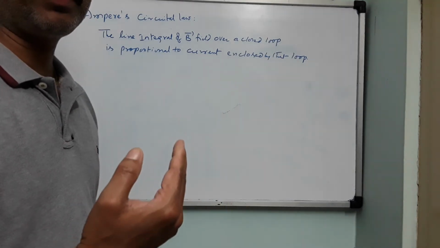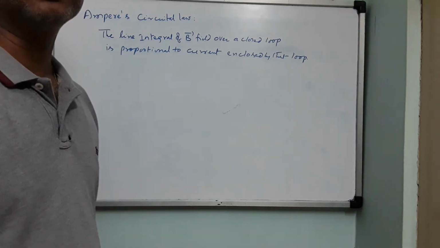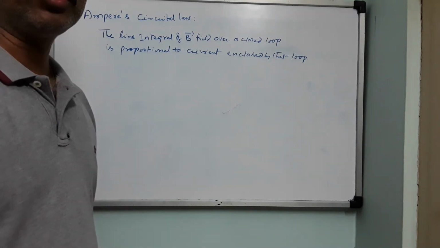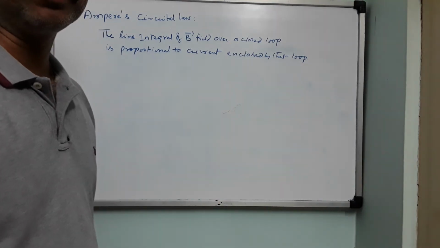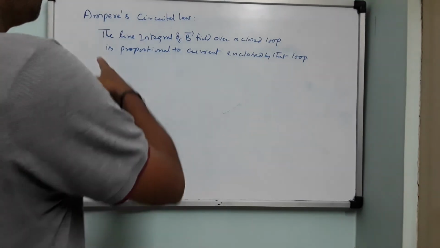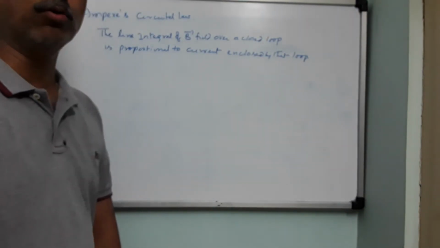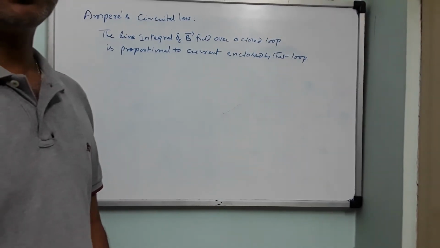In electrostatics, Gauss theorem says that electric flux through any closed surface is directly proportional to charge enclosed by that surface. So that surface we call a Gaussian surface. And here the line integral of magnetic field over a closed loop is proportional to current enclosed by the loop. This loop we call an Amperian loop.